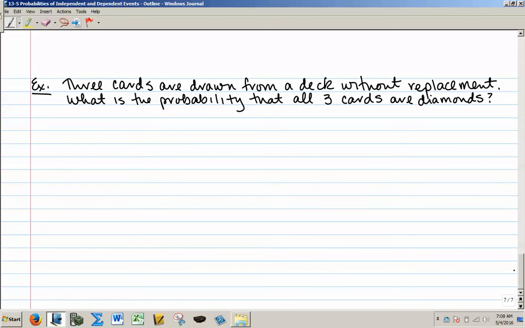Three cards are drawn from a deck without replacement. That's what makes this a dependent situation, because when I do not put that card back, it changes the total number of cards in the deck. So what is the probability that all 3 cards are diamonds? So the probability of a diamond, followed by another diamond, followed by another diamond.